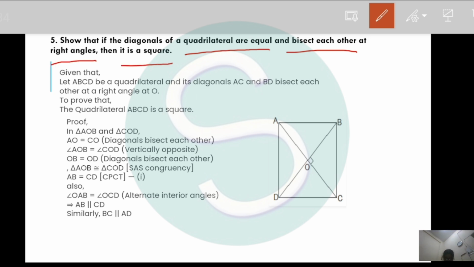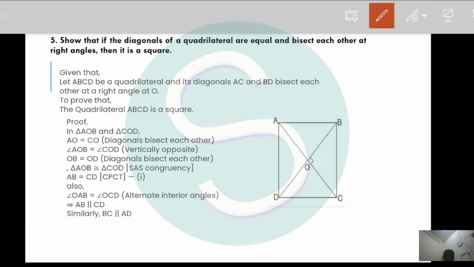Okay, so हमें ये given है ABCD is a quadrilateral in which diagonals AC and BD are equal and bisect each other, right? So हमें क्या क्या given है? Firstly, AC equals to BD. Secondly, these sides are equals to each other, that is, OB equals to OD and OA equals to OC. Okay, and we have to prove. Also, it is given this angle is 90 degrees. The diagonals bisect each other at 90 degrees. So these all angles are 90 degrees. And we have to prove that ABCD is a square.